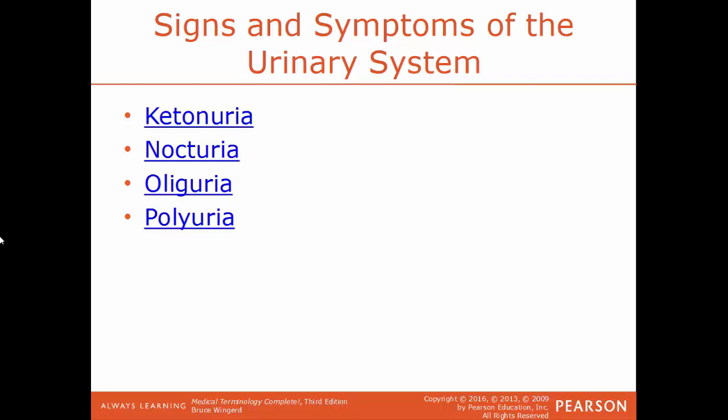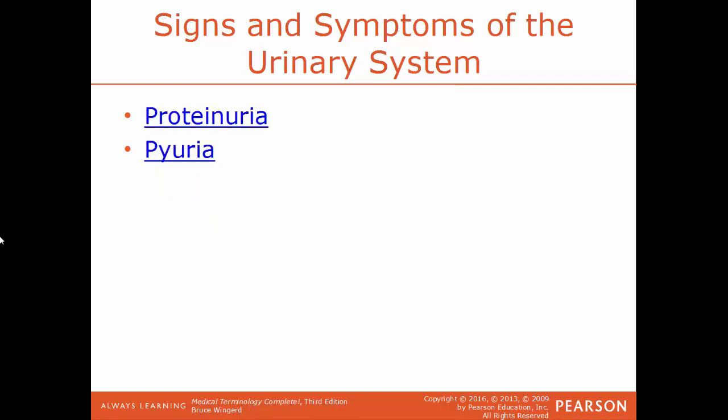Nocturia, this is a condition where the person feels the need to wake up and urinate at night. Oliguria is the production of very small amounts of urine. And the opposite of that would be polyuria, the production of an abnormally large volume of urine. This will result in very dilute urine. Proteinuria, the presence of proteins in urine. And pyuria is the presence of pus within urine. This is most likely due to a bacterial infection.